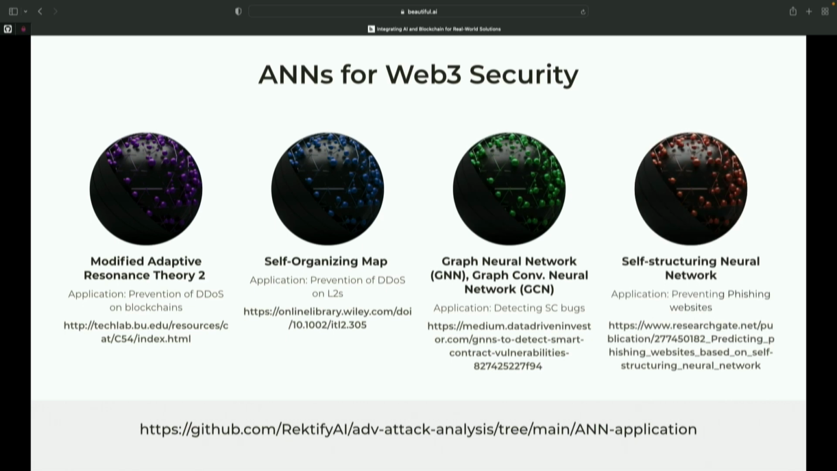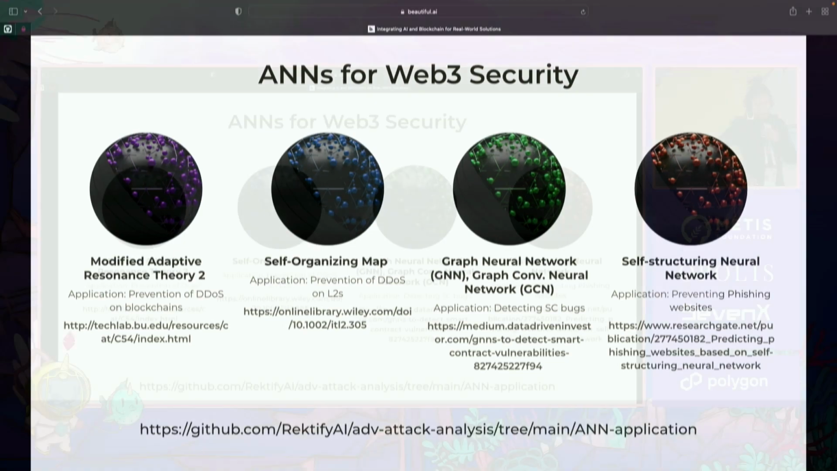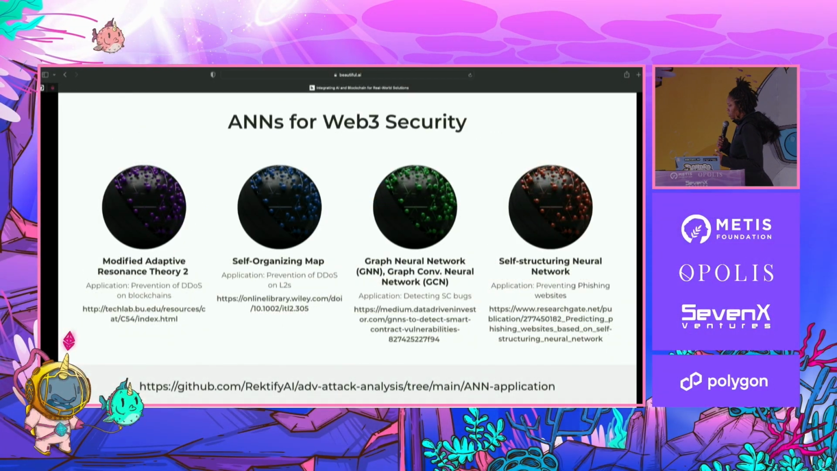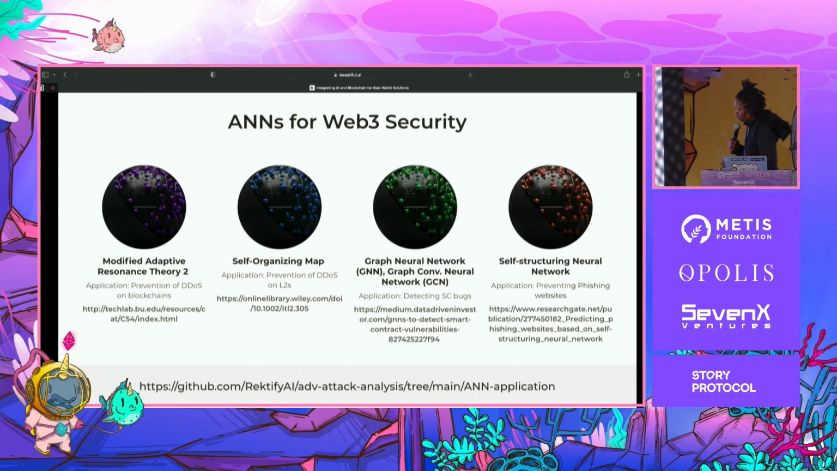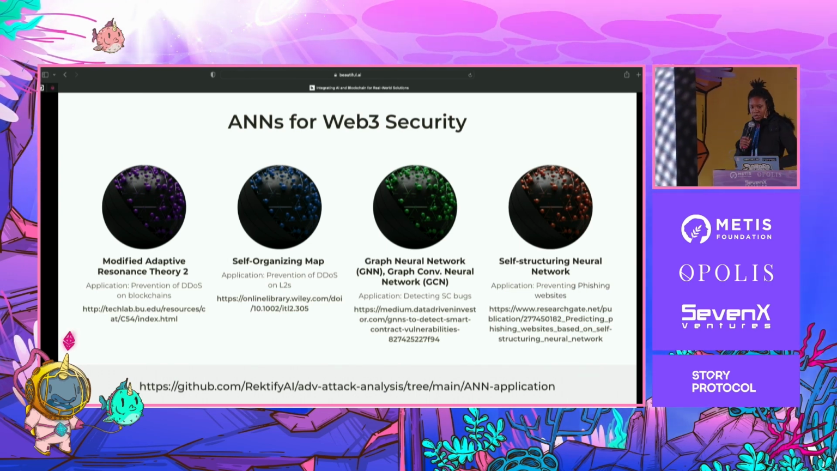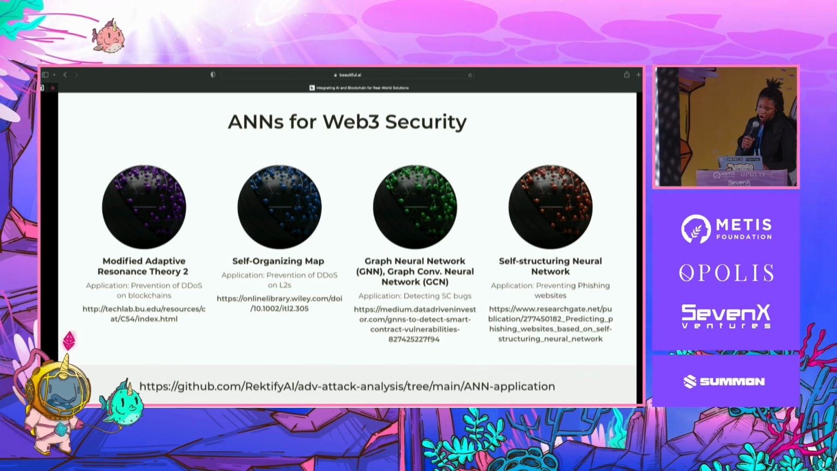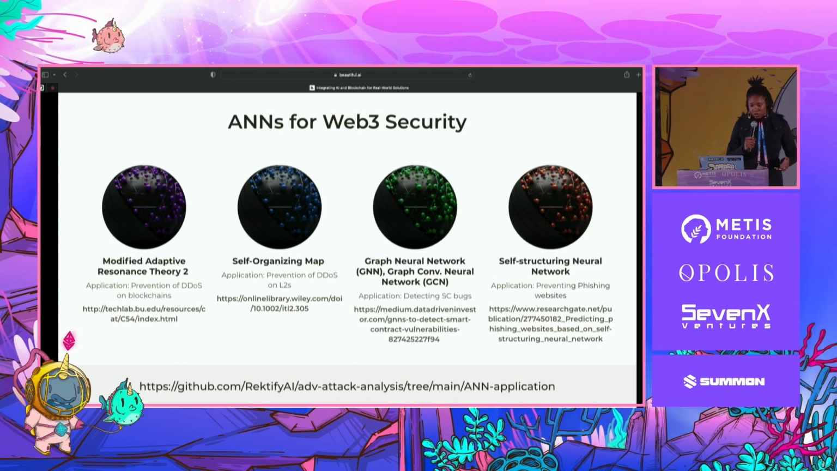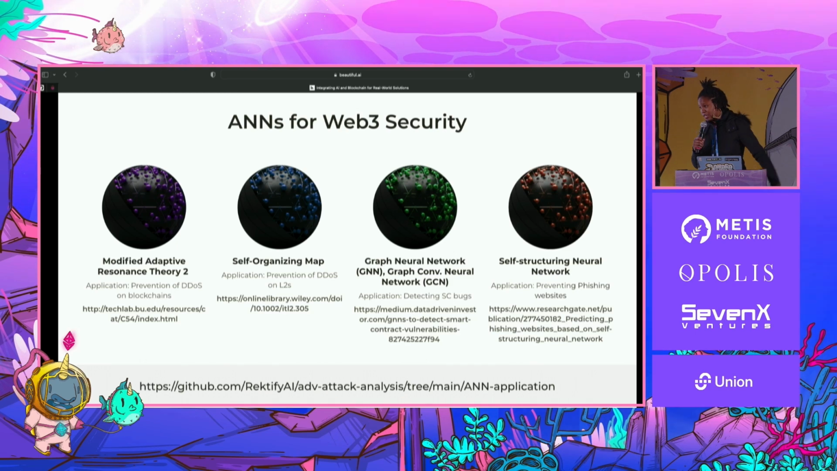Here are a couple artificial neural network applications that I've been researching for the past 2 to 3 years. These are applications that can be attributed to phishing, DDoS, et cetera. And so MART2 is one where I've researched where that can be used for prevention of DDoS on blockchains.